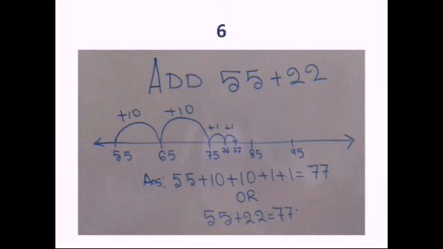We have to add how much? 22. So 20 plus 2. So from 75 if you take 2 more steps, that is from 75 to 76, 76 to 77. 77 is our destination. So 55 plus 22 gives you 77. Clear?